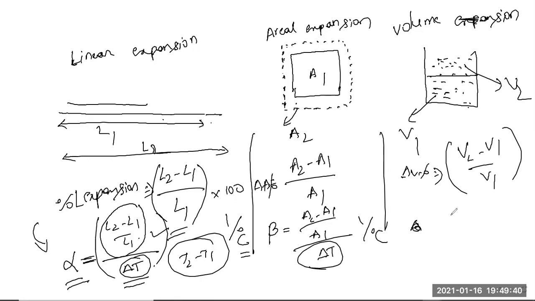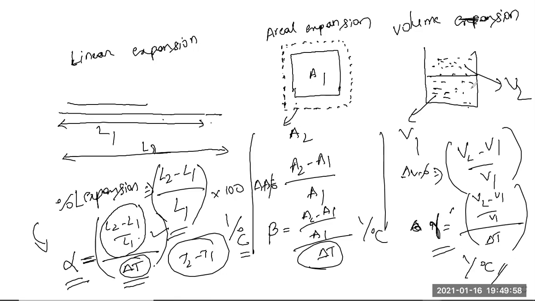Similarly, fractional increase in volume, I call it as gamma, is the coefficient of volume expansion, which is change in volume divided by original volume per unit increase in temperature. Again, these units are 1 by degree Celsius. This is constant for a particular material. For example, for a steel plate beta is constant. If it is iron wire, for iron alpha is constant. So these are coefficients of expansion.